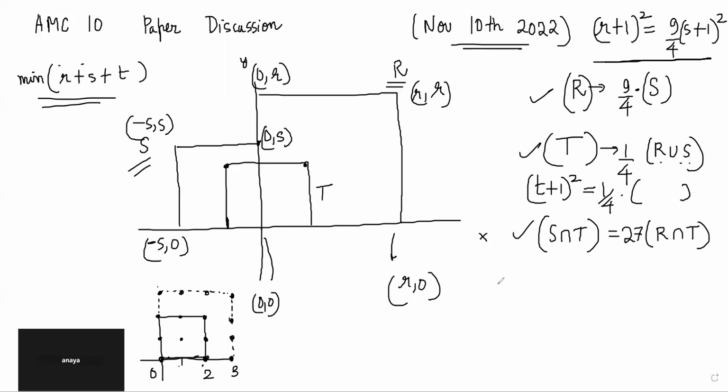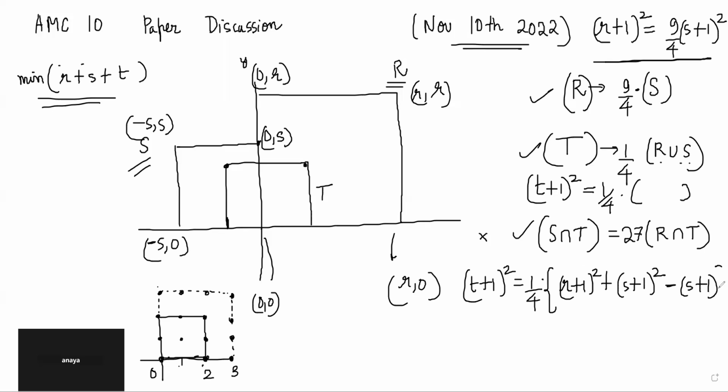So we have several relations now. We have T plus 1 whole square is equal to 1 by 4 times R plus 1 whole square plus S plus 1 whole square minus S plus 1, right? This is the second relation. Oh, yeah. Right. This is the first relation. So R plus 1 whole square can be written like this.